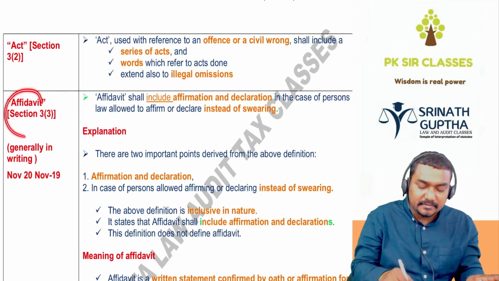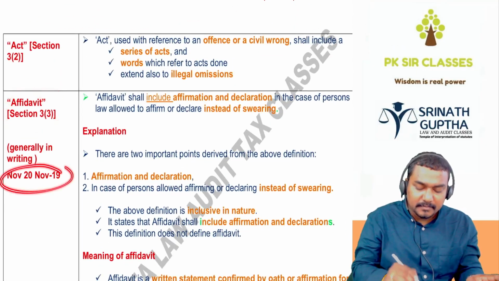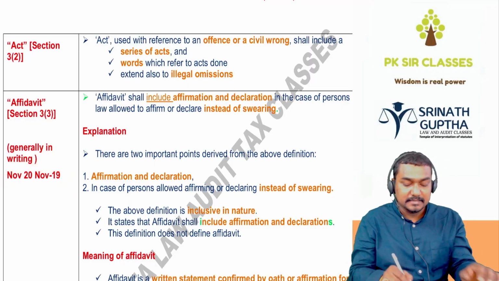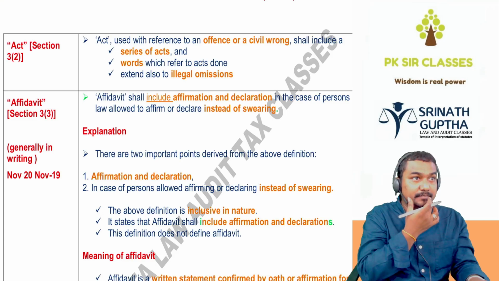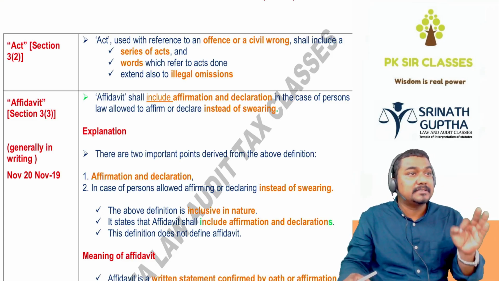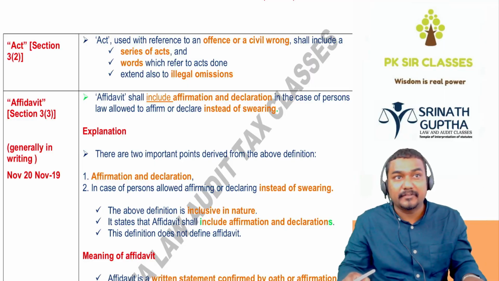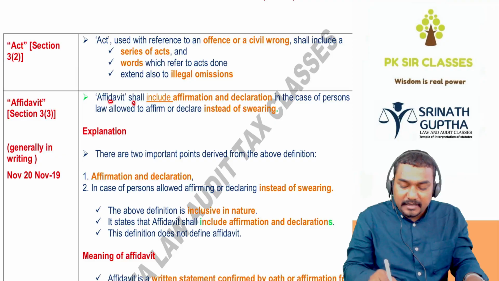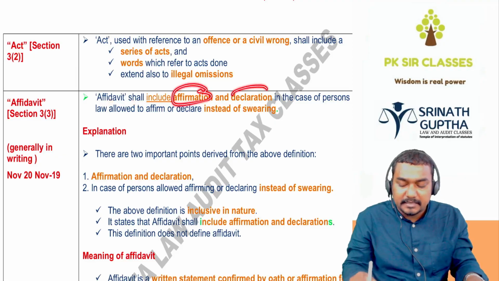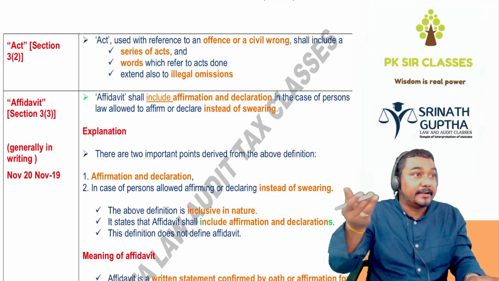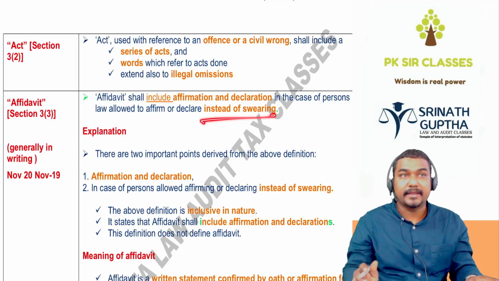Next, definition of the affidavit. It came twice in the exam, beta, in 2020 and 2019. Definition of the affidavit. This is not there in your material. Write it down, beta, if you want. So this was asked twice in the exam. Affidavit means a written statement confirming some fact. Affidavit shall include affirming or declaring. Affirming means accepting. Declaring means you are expressing your intention other than by swearing.